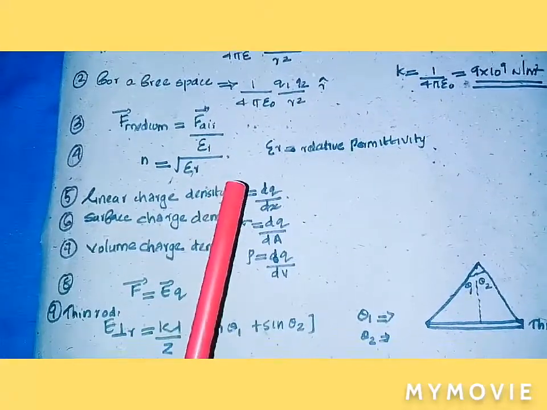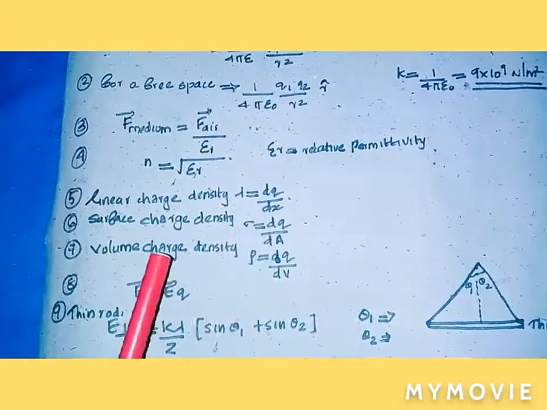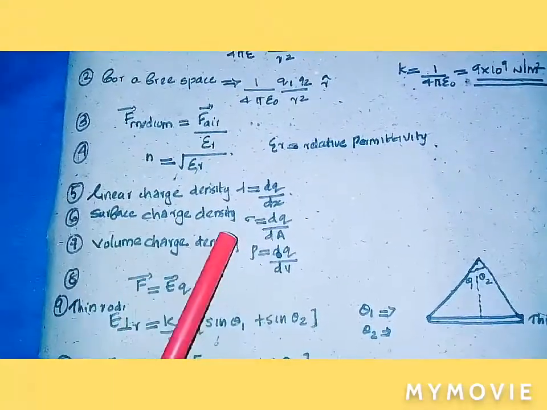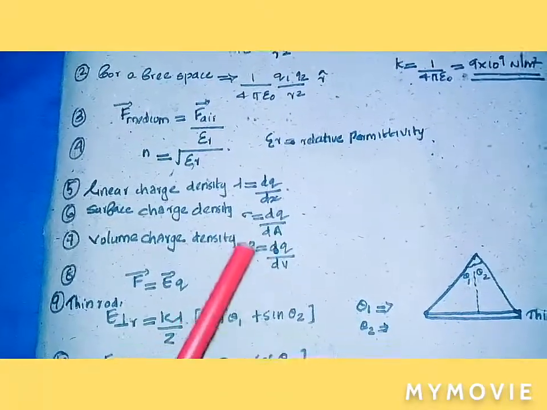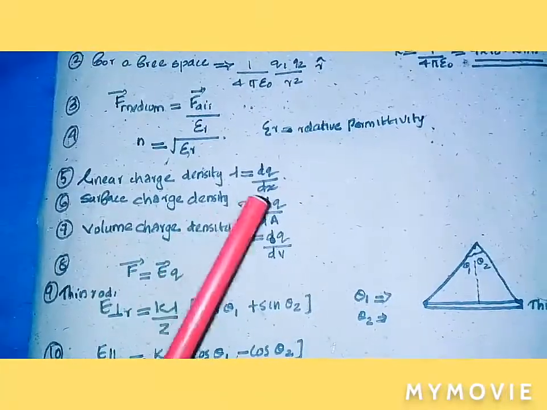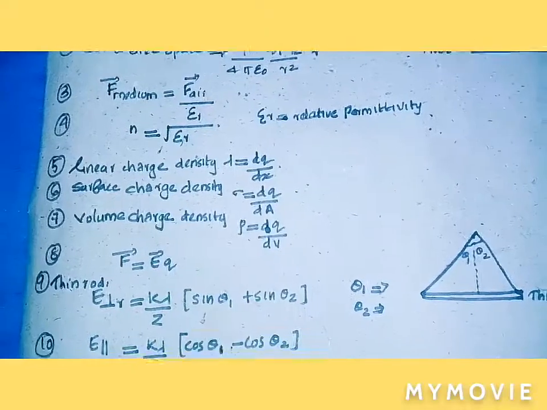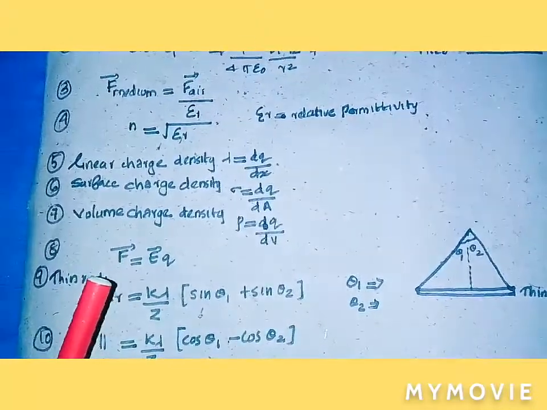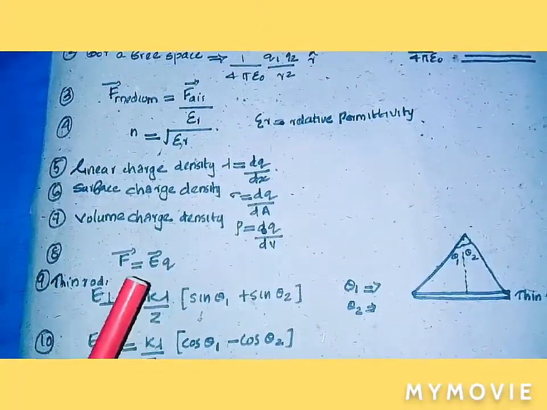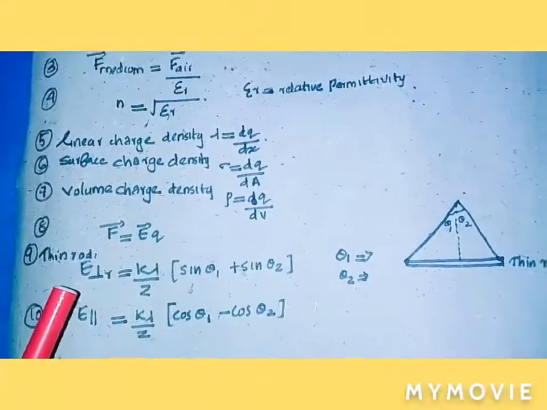Linear charge density lambda is equal to dq by dx. Surface charge density sigma is equal to dq by dA. Volume charge density rho is equal to dq by dV. F is equal to EQ. E is electric field, Q is charge.